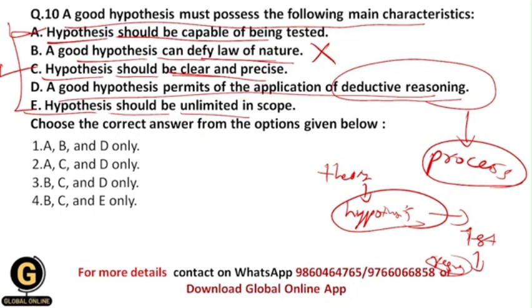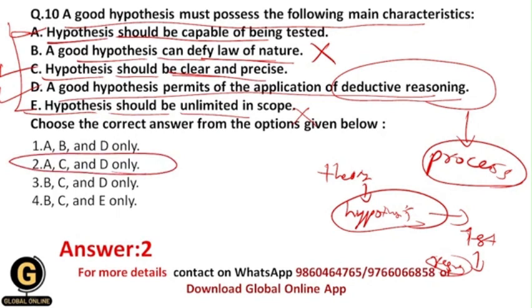Okay, because without deductive reasoning we can't test the hypothesis, and that's why again this is a main characteristic of a good hypothesis. And the last one is incorrect, because a hypothesis should be limited in scope. Okay, it should not have unlimited scope. Okay, that's why your correct answer should be 2, that is A, C and D only, because A, C, D, these are the options which are the main characteristics of a good hypothesis.